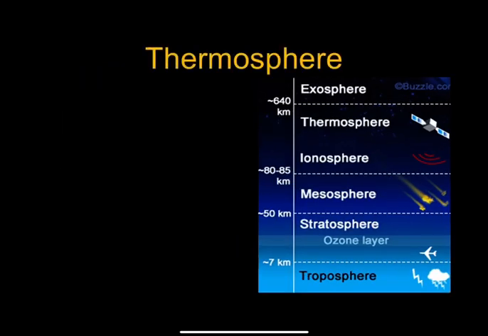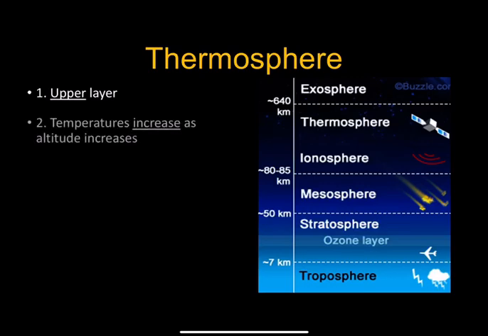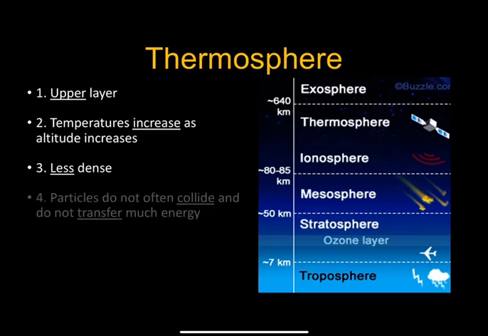The thermosphere. The thermosphere is one of the upper layers of our atmosphere. The temperature increases as the altitude increases. So the higher you go, the hotter it will be. It is also less dense. There are fewer molecules in the thermosphere than in the troposphere. Particles do not often collide and don't transfer much energy.